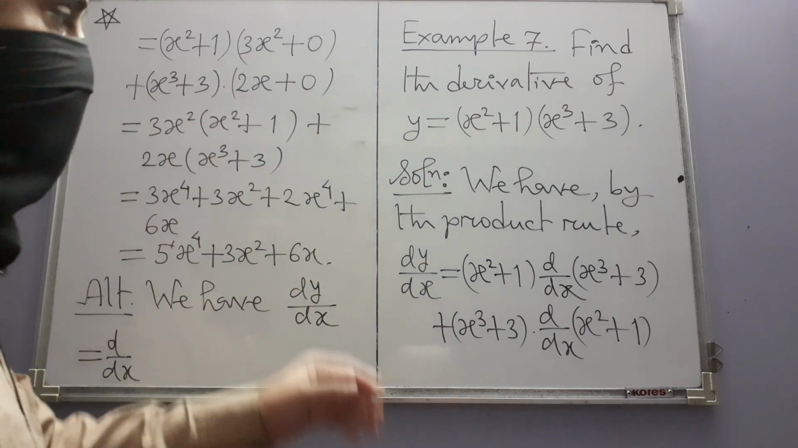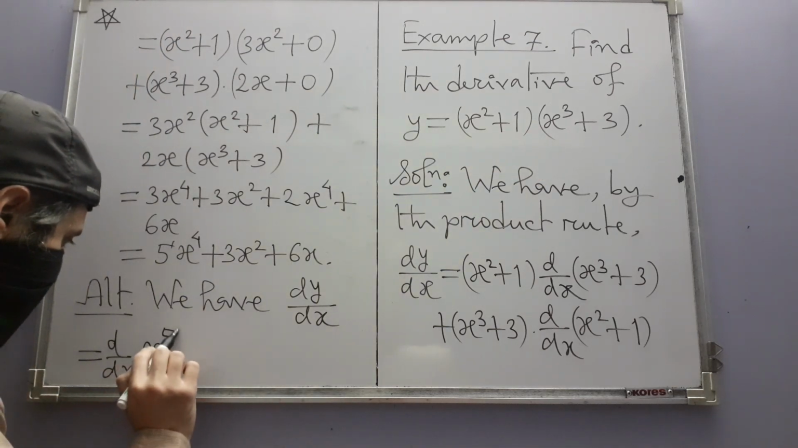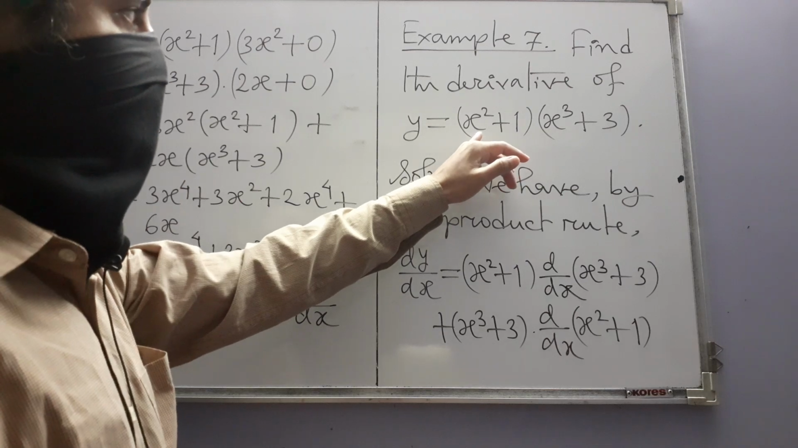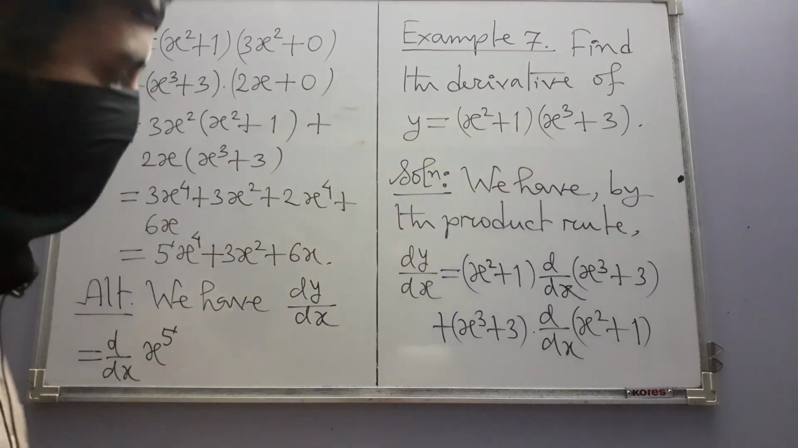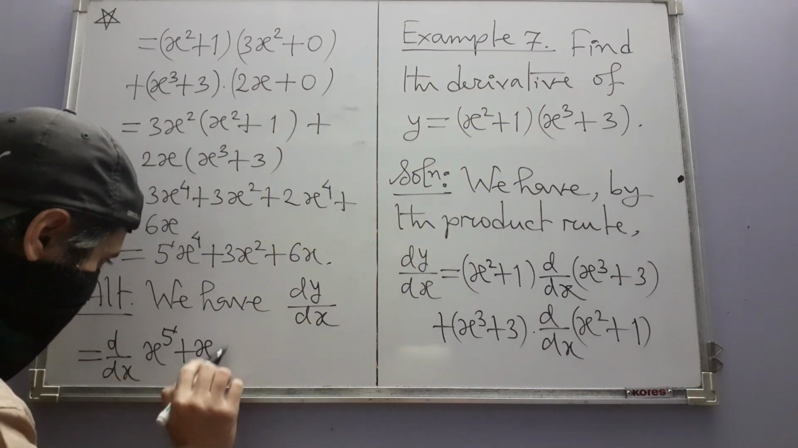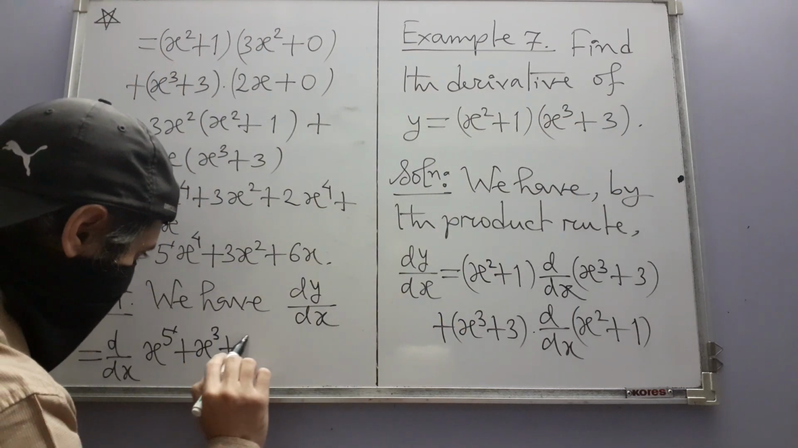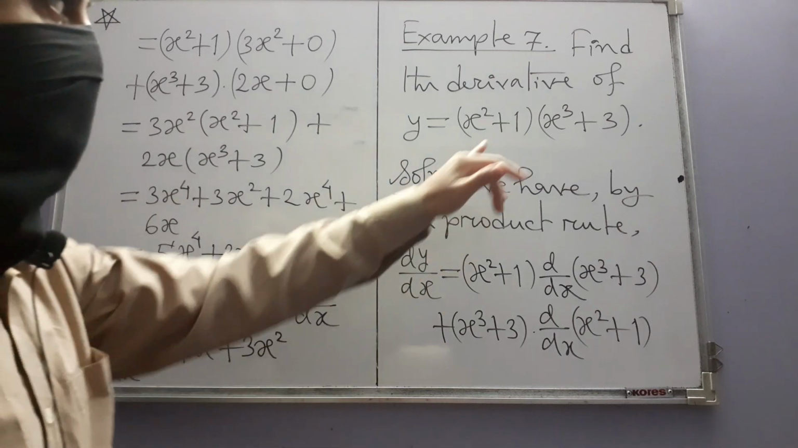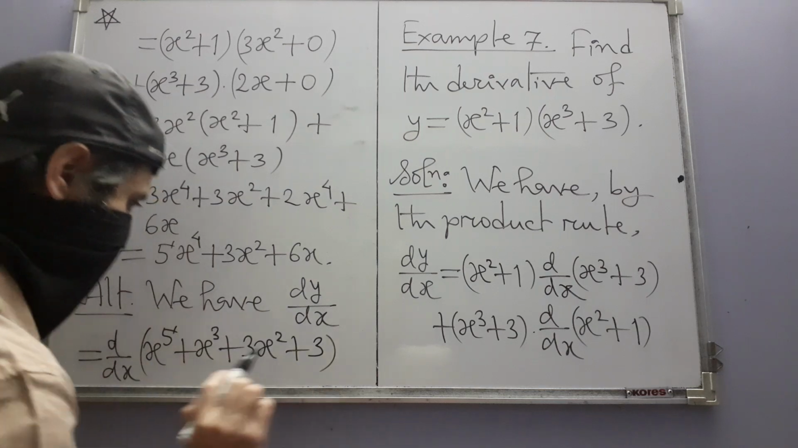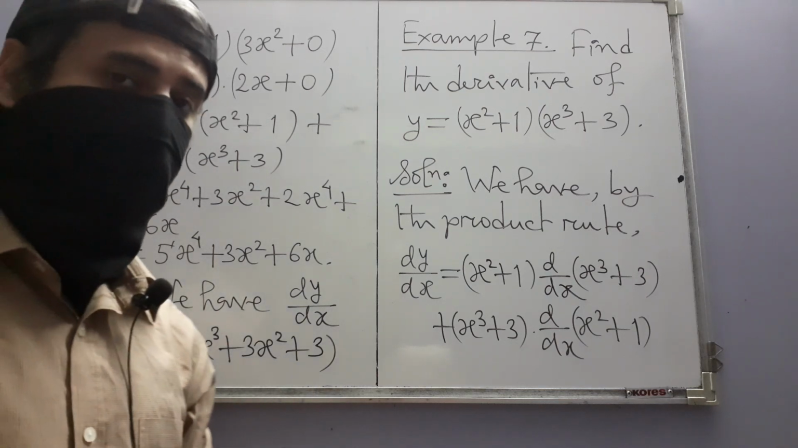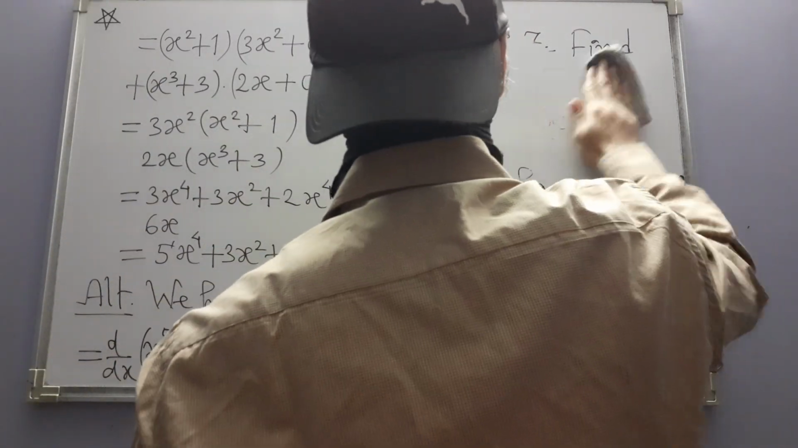So if I multiply the things, x squared times x cube is x to the power 5, plus, I am going to get x cube because I have to multiply x cube and 1. But I will also get 3x squared plus 1 times 3 is 3. So if I now differentiate this using sum rule, power rule, constant multiple rule, all those things, what shall I get?